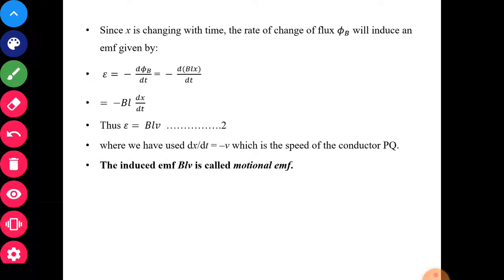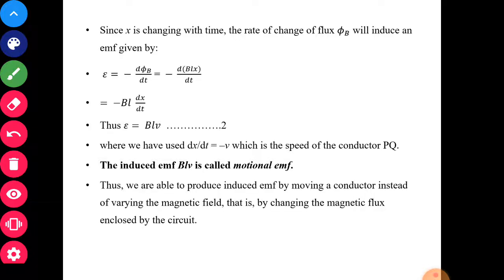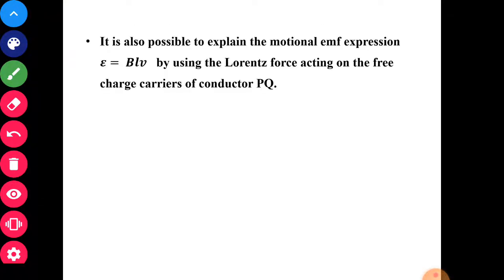Now the induced EMF is BLV, which is called the motional EMF, because it is because of motion of the rod. Thus we are able to produce induced electromotive force by moving a conductor instead of varying the magnetic field. Here you are not changing the magnetic field, you are just moving the conductor, and it gradually changes the magnetic flux enclosed by the circuit, which is now responsible for producing the electromotive force, and electric current is produced.